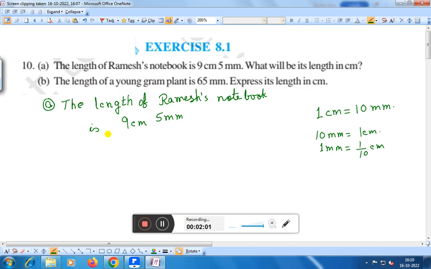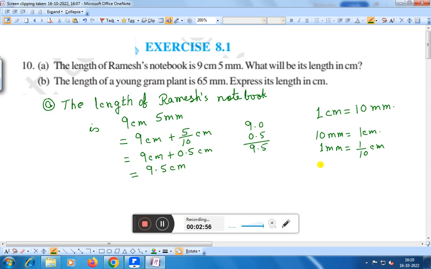So here, we can write this as 9 cm plus 5 millimeter, which can be changed into centimeter, that is 5/10 cm, right? You have to change millimeter to centimeter, that is, you have to divide that number by 10, right? That means you are getting 9 cm plus 5/10, that is 0.5 cm. Therefore, 9 plus 0.5, if we add this, that is 9.0 and 0.5, we are getting 9.5 centimeter.